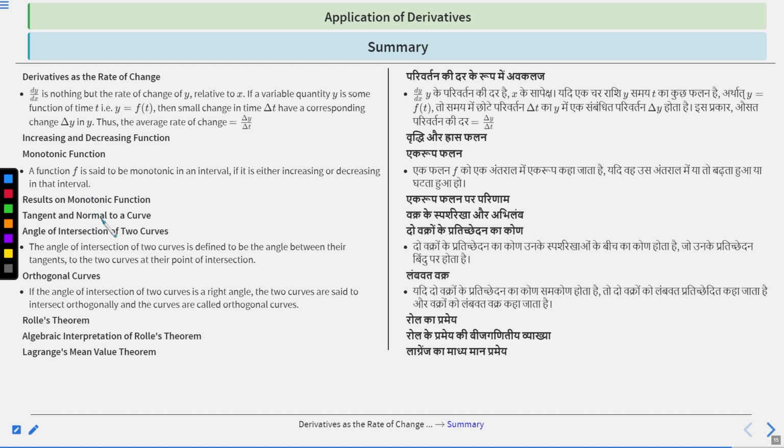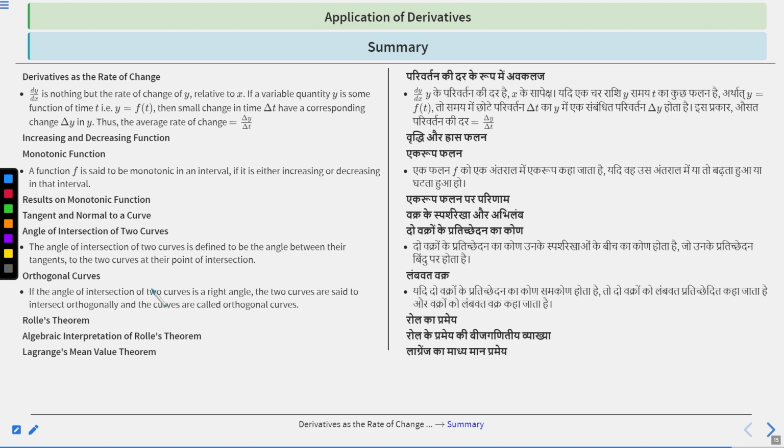After that, we have seen different results on monotonic functions. We have seen tangents and normals to a curve. We have seen the angle of intersection between two curves, which is defined to be the angle between their tangents to the curves at their point of intersection, right? After that, we have seen orthogonal curves: if the angle of intersection of two curves is a right angle, the two curves are said to intersect orthogonally, and the curves are said to be orthogonal curves.